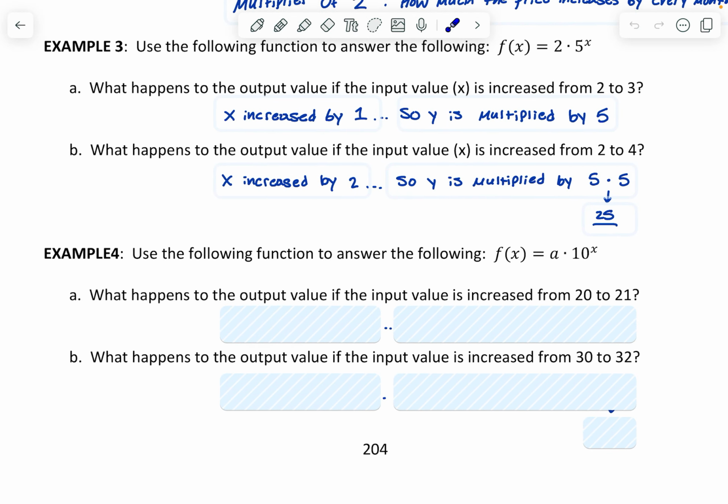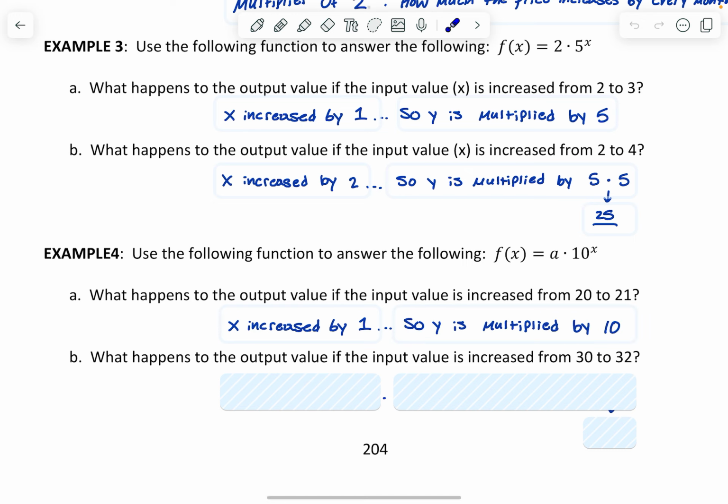What happens to the output value if the input value is increased from 20 to 21? And with this function, f of x is equal to a times 10 to the x. And we don't even need to know what the a value is, right? We don't care about the starting value. All we care about is the multiplier right now. Well, x only increased by 1, so y is multiplied by 10. So we just use one of our multipliers.